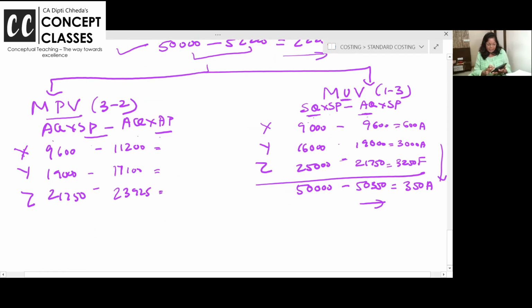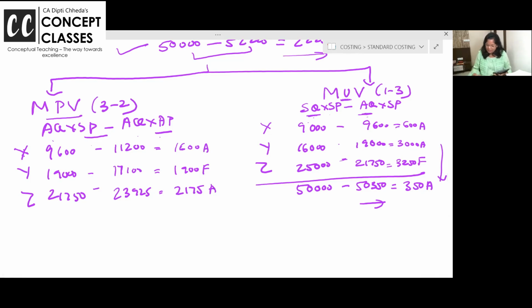प्राइस में ही फर्क है बस. 9,600 minus 11,200, 1,600 adverse. 19,000 minus 17,100, 1,900 favorable. 21,750 minus 23,925, 2,175 adverse. Finally, how much it is coming?